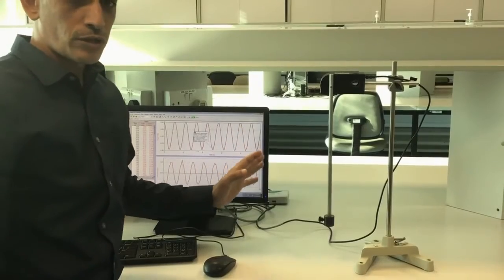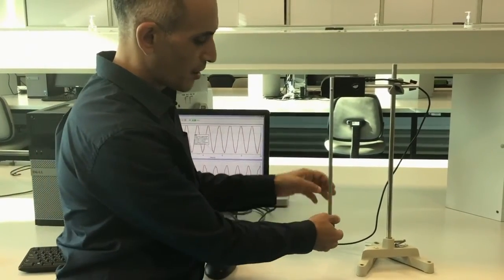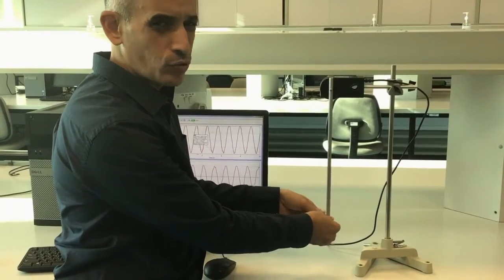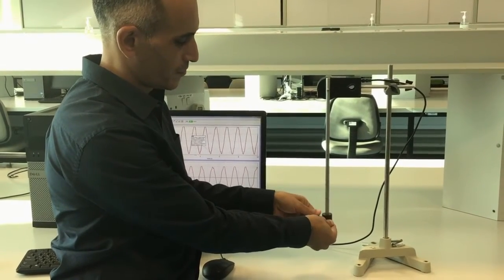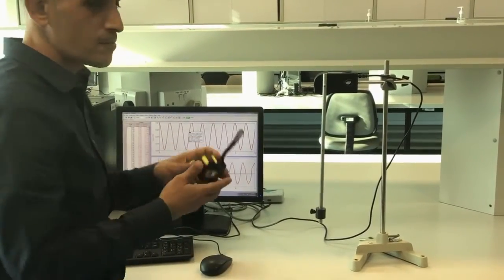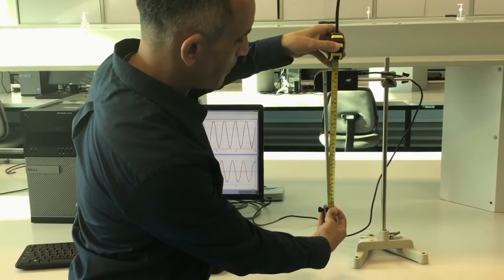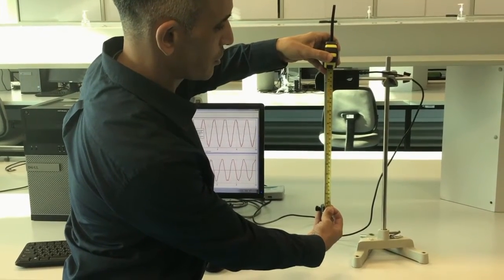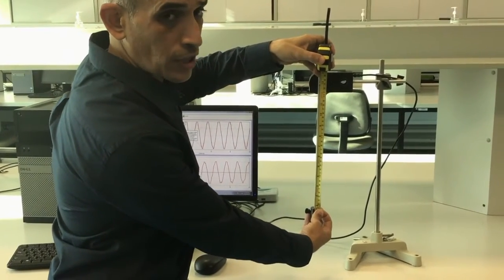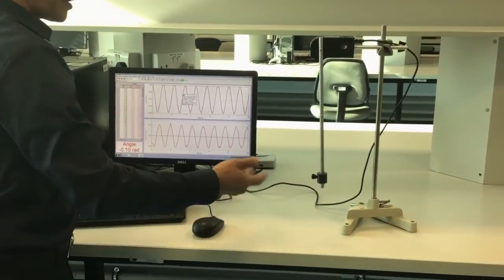Now, after we're done with the first reading, we can move to the second reading by reducing the length of our pendulum by about 1 centimeter, and then measure the new length, again from the center of the mass to the axis of rotation. Measure and record this value. And then repeat the same process again.